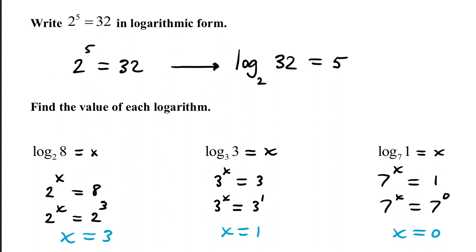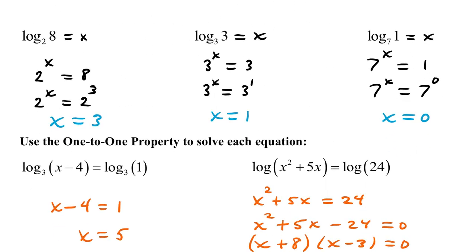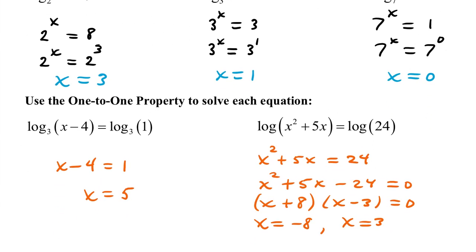One-to-one property also extends to logarithms. Our first example, we have log base 3 of x minus 4 equals log base 3 of 1. Just like our problems at the top and on our last video, if you have matching bases, you can set the exponents equal. Same thing with our logarithms. If our logarithms match, you can set the parts behind each one equal. X minus 4 equals 1 when x equals 5.